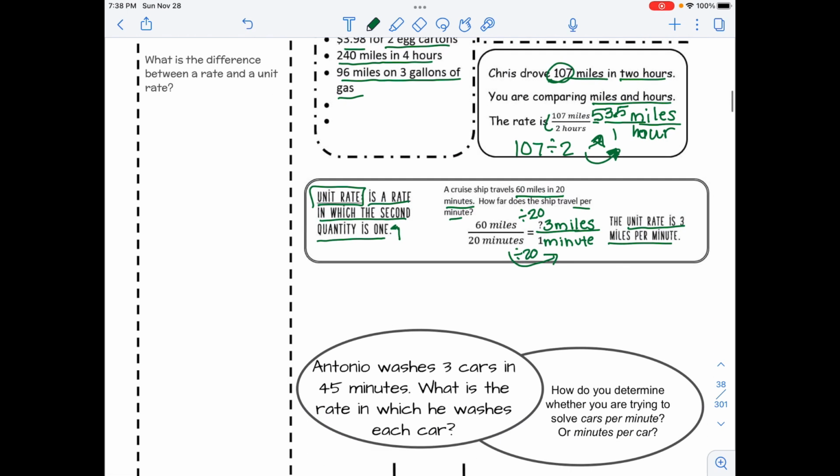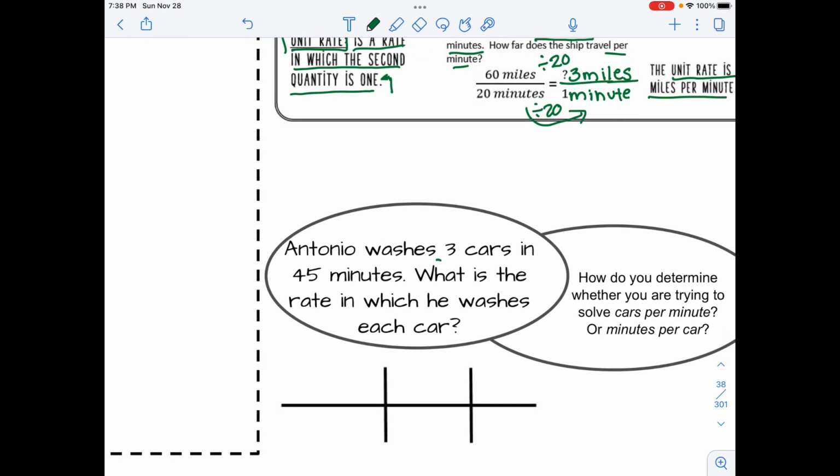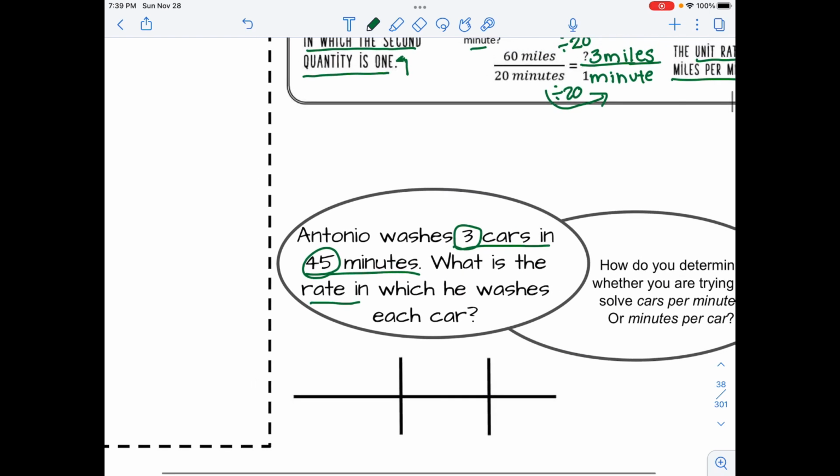Okay, down here. Antonio washes 3 cars in 45 minutes. What is the rate at which he washes each car? We're going to set up our hashtag, because remember, this is still a proportional relationship. So we're going to have cars to minutes. And so he washes 3 cars in 45 minutes.